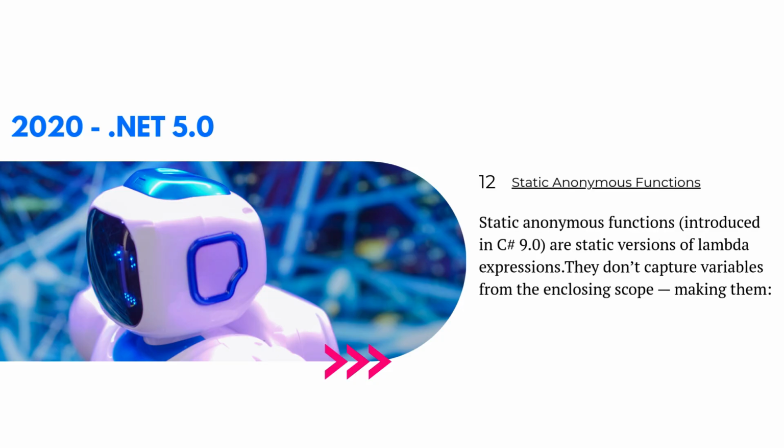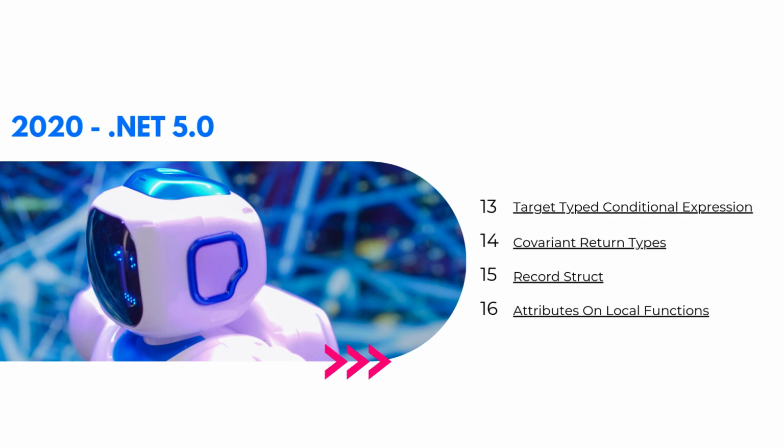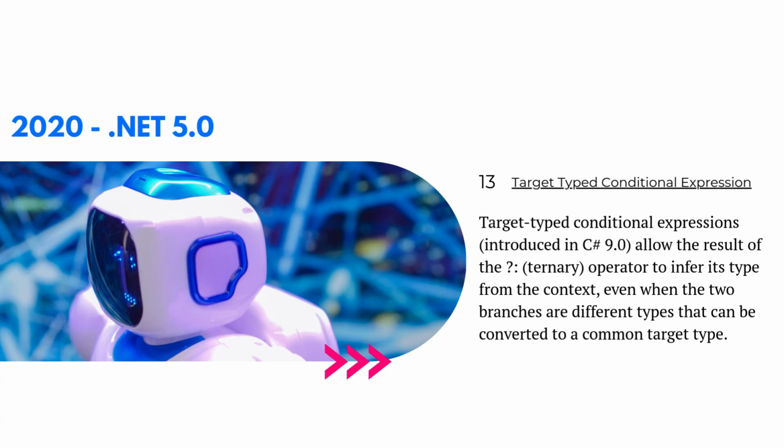Static anonymous functions, introduced in C# 9.0, are static versions of lambda expressions. They don't capture variables from the enclosing scope, making them more efficient. Target-typed conditional expressions, introduced in C# 9.0, allow the result of the ternary operator to infer its type from the context, even when the two branches are different types that can be converted to a common target type.